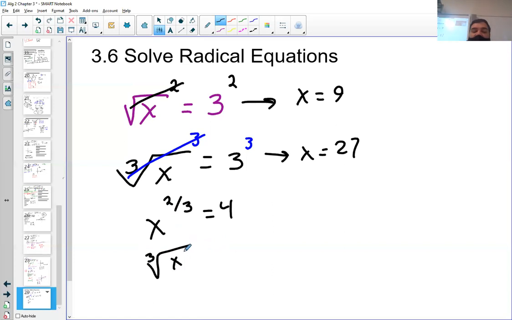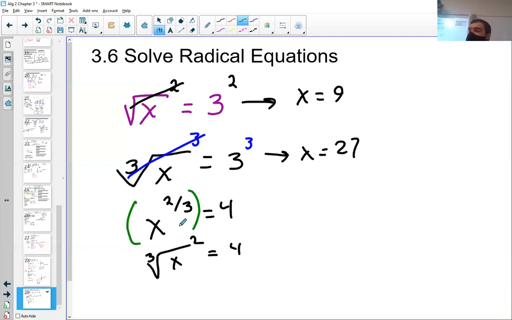Cube root of x squared should give you 4. Now, I'm not expecting you to mental math all these problems, so I'm going to show you how you do it algebraically. I need to multiply to get rid of this exponent. I want this exponent to disappear, aka become 1. So how can I make 2/3 into 1? What would I multiply 2/3 with?